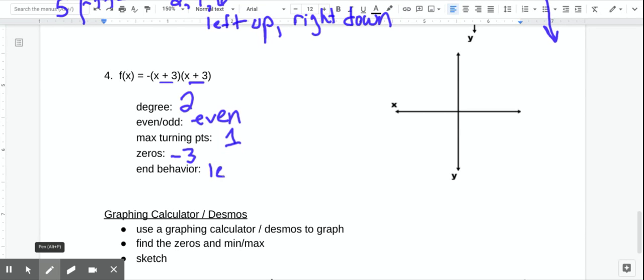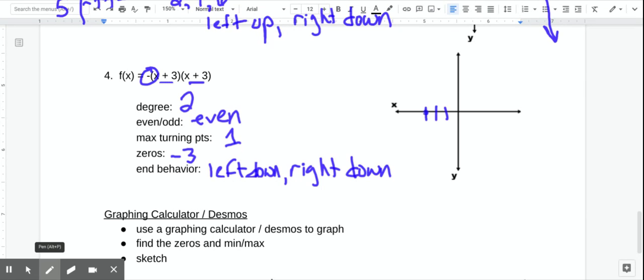And the end behavior, we're talking about the left and the right end behavior. This is an even function, which means they're the same. They're either both up or both down. Since we have a negative leading coefficient, that means they're both down. So on the left, it's going down, and on the right, it's going down.